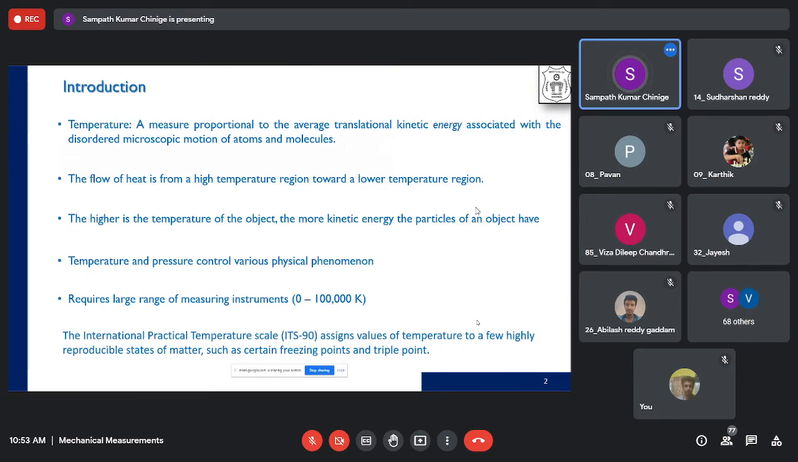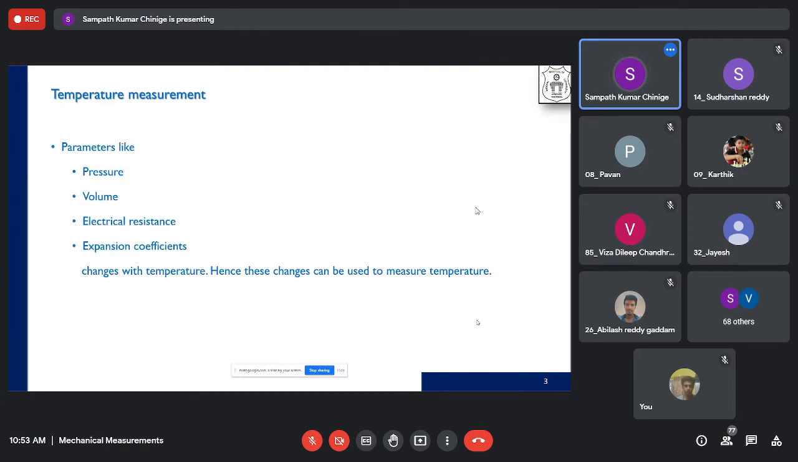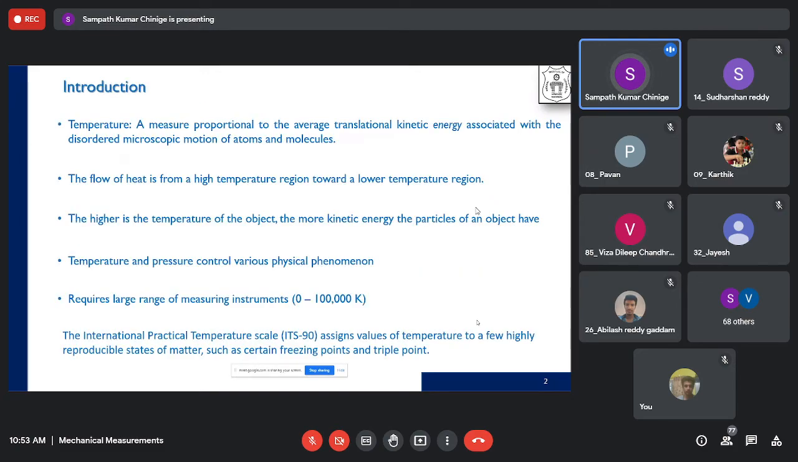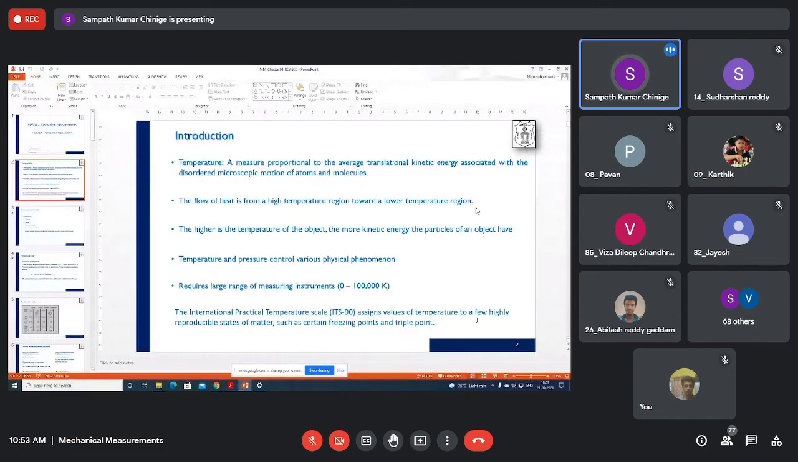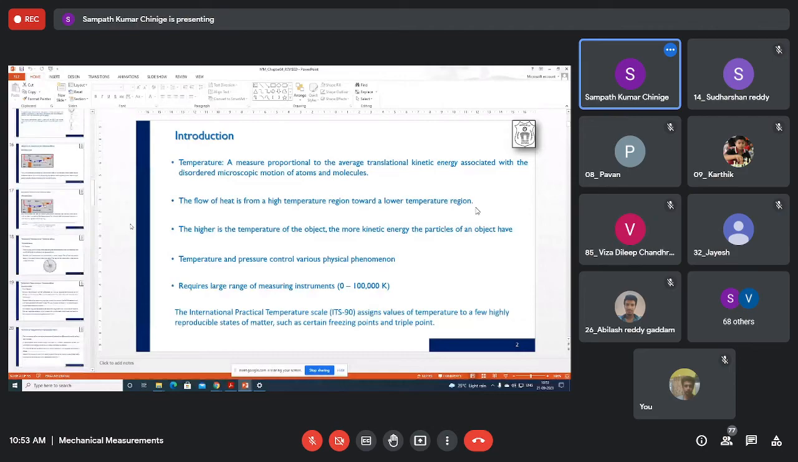Should I continue or no? Okay. Let me stop at this point. Then in the next class, we will start the temperature measurement. We have time up to the 4th, right? In between, whenever possible, I'll take one extra class for the last class yesterday. So we will try to wind up temperature measurement in the next class. Hope you understood the concepts clearly.